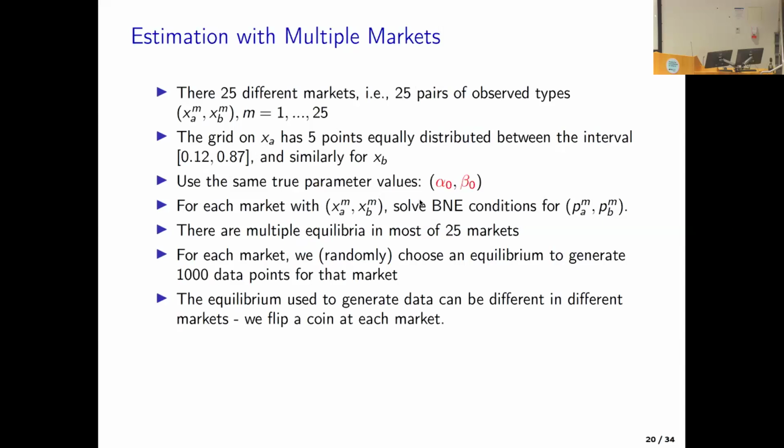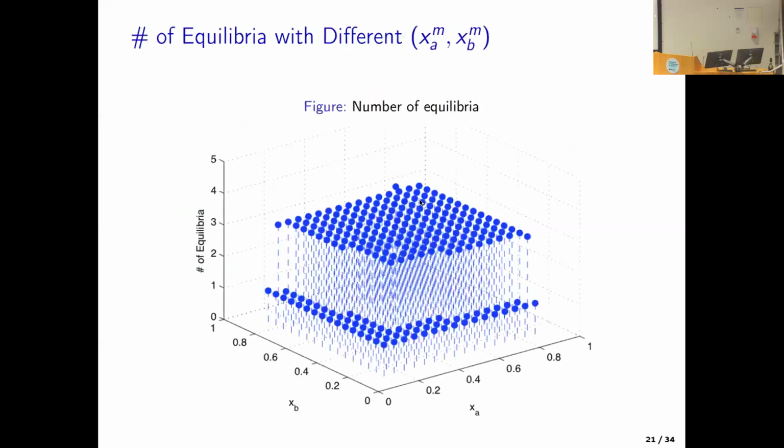Now let's move on to a case with multiple markets and consider some more estimators. So now we have 25 different markets and we're going to generate data from that. We're going to make a little grid of X, so we have a little bit of variation in X, uniformly between 0.12 and 87. You can see the different values of XA and XB here.